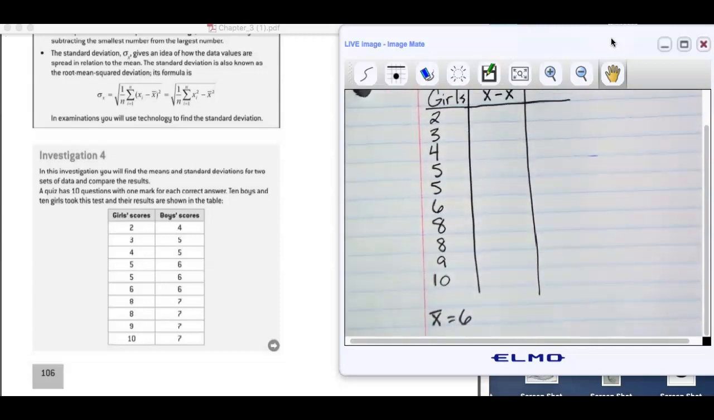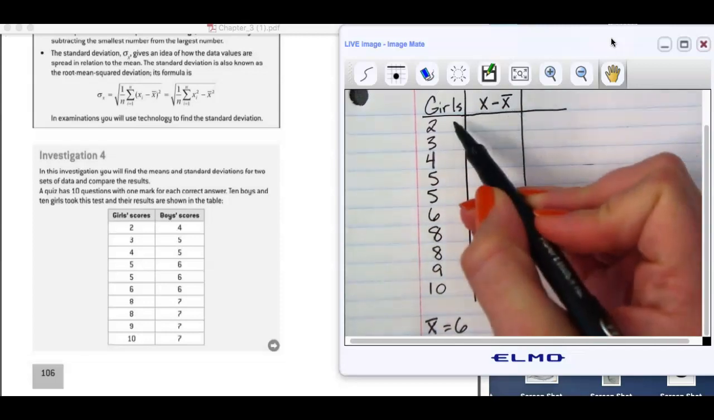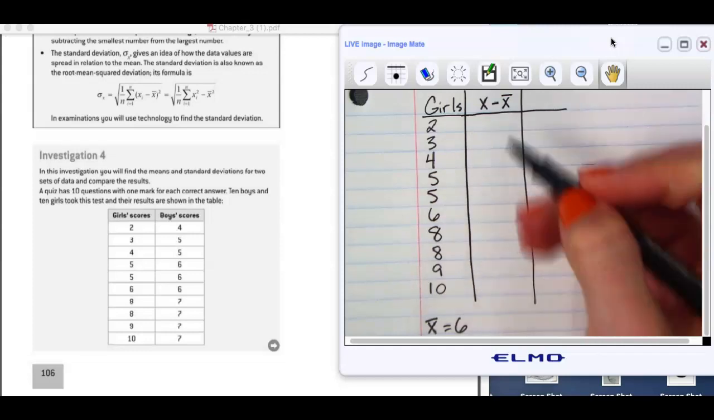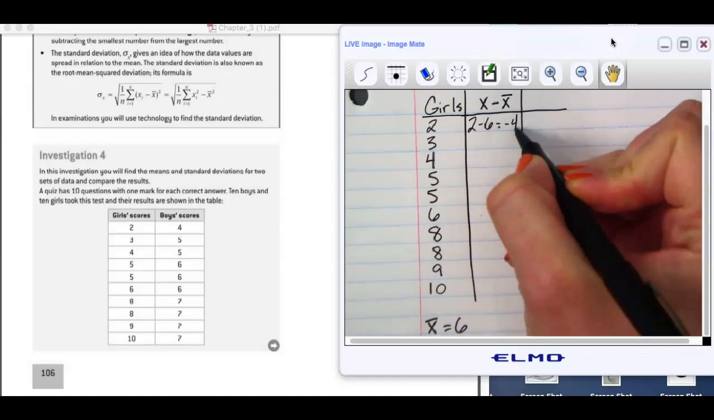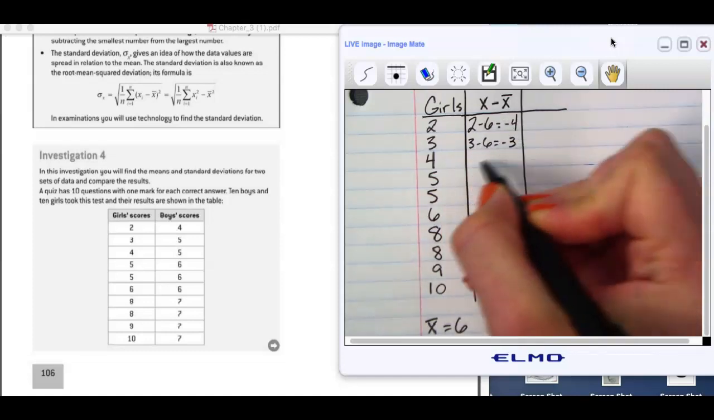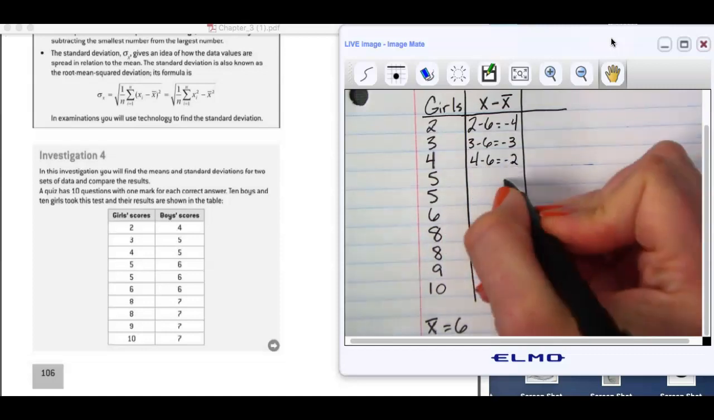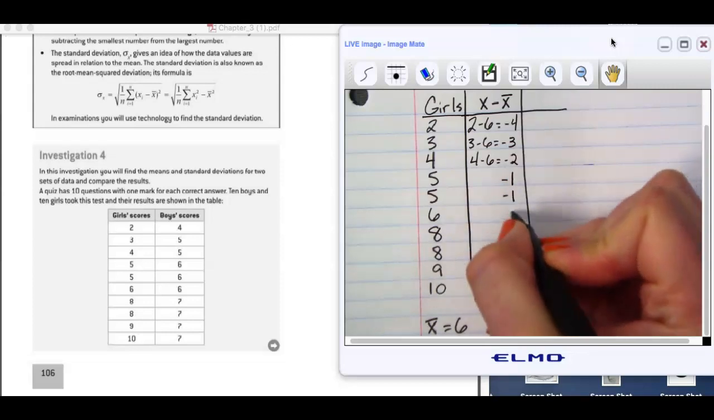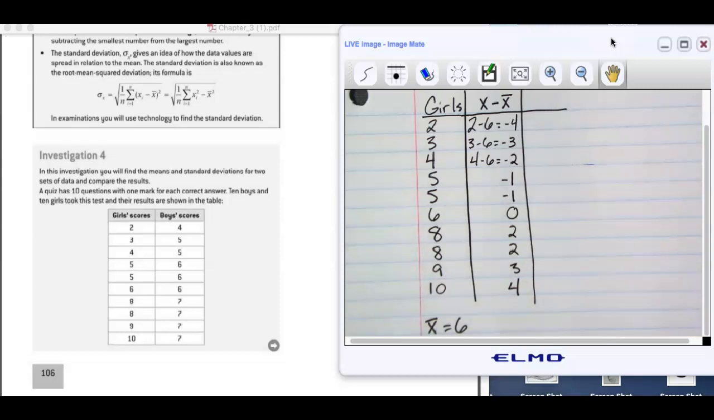So the next column, we have x minus the mean. So that means each data point minus the mean. So this one would be 2 minus 6, which is negative 4. And then 3 minus 6, which is negative 3. And then 4 minus 6, which is negative 2, etc. So I'm just going to run through the rest of these. And that would be the difference, right, in my data point and the mean.